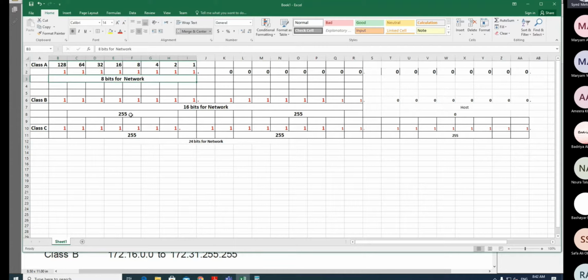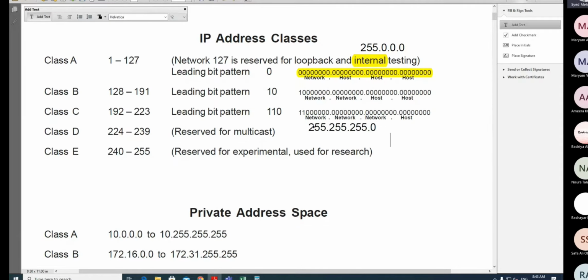So we can write here 255.0.0.0, and class B we can write 255.255.0.0, but in class C we can write 255.255.255.0. So this is the class C default subnet mask. Class B default subnet mask will be 255.255.0.0. It means 16 bits for the network and 16 bits for the host.